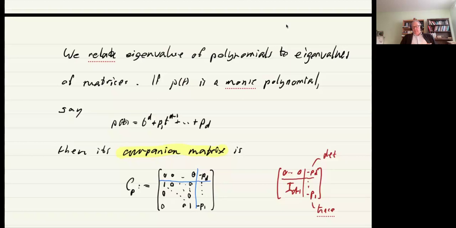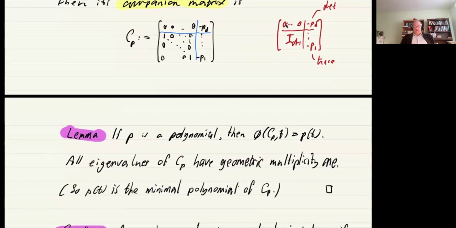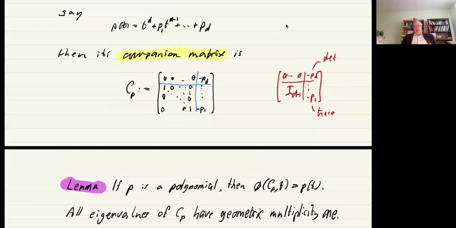So 0, minus p. So it looks like that. So there's a big identity submatrix in there. I'm just pointing out that the determinant of this matrix will be pd up to sign, and the trace will be this term, again up to sign. Okay, but that's not too important. So the point is you can write down this companion matrix, and it's a straightforward exercise to prove that the characteristic polynomial of the companion matrix is exactly the polynomial you started with.